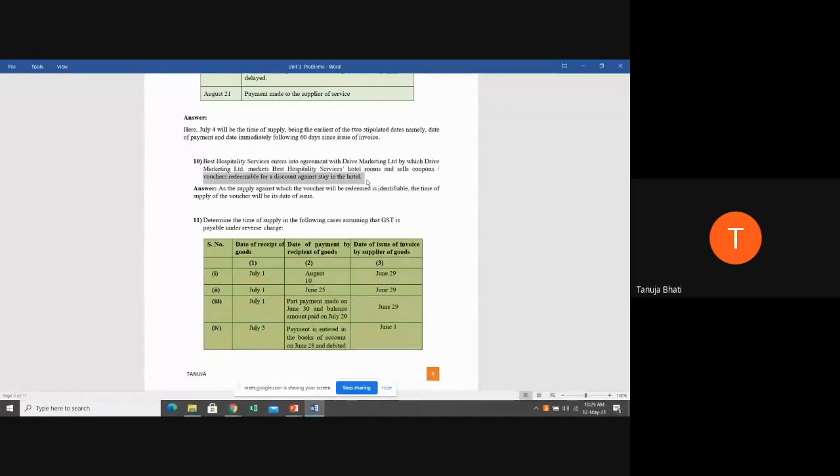Best Hospitality Services is selling coupons or vouchers which can be redeemed against the stay in the hotel. So tell me, students, in case of vouchers, what is the time of supply? Ma'am, if it is identifiable, then the date of issue will be the voucher entry, and if it is not identifiable, the voucher entry will be the date of redemption of such voucher, ma'am.